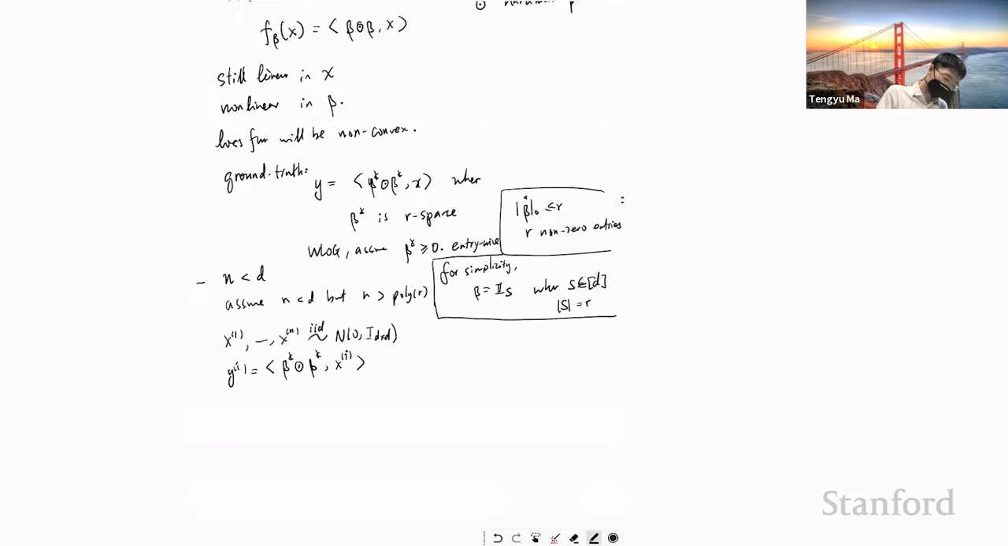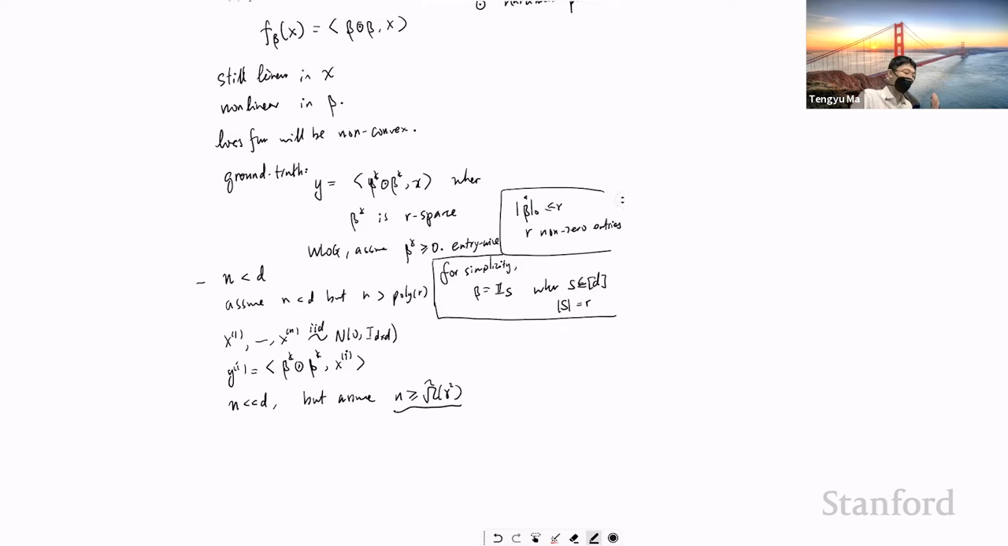And n is much less than d, but we assume that n is bigger than Omega tilde of r squared. So n is roughly bigger than r squared. This amount of data points in principle allows us to recover beta star. Actually, you only need Omega of r to recover beta star if you count the dimensionality, right? So there are roughly r degrees of freedom, so you only need n to be larger than Omega of r. But for the theory to work, we have to allow it to be larger than r squared.